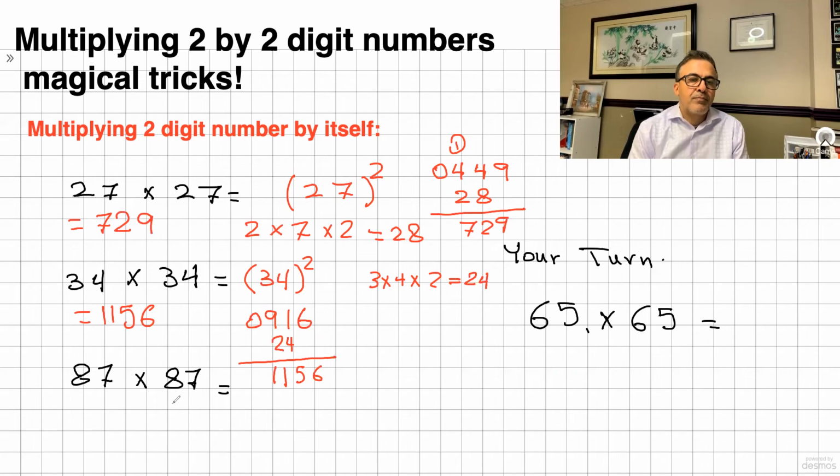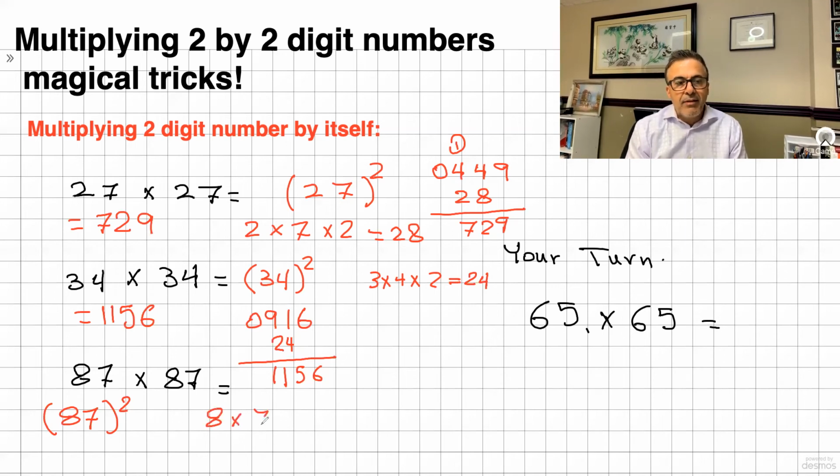We'll do one more. So here, the same thing. We go 87 squared. So what we do now, we multiply the 8 times 7 times 2. And that will give me 112. Again, it's 8 times 7 and times the square there. And then the next thing is square the 8 and you get 64. And you square the 7 and you get 49.